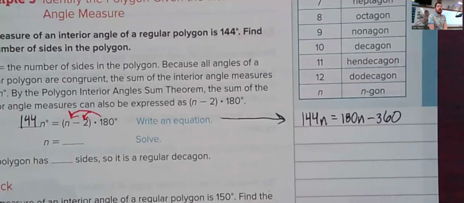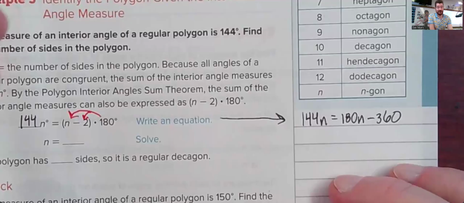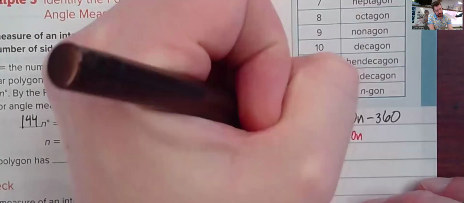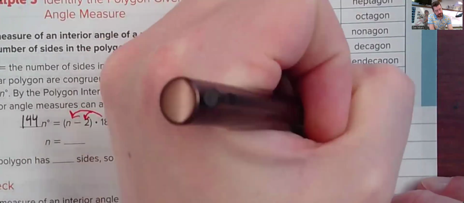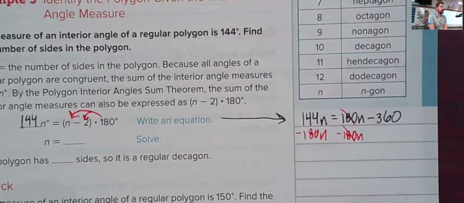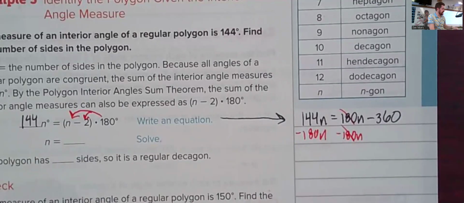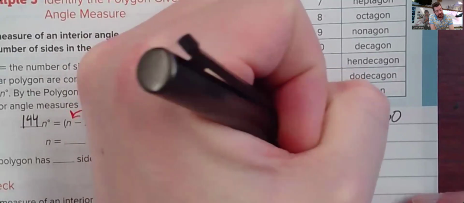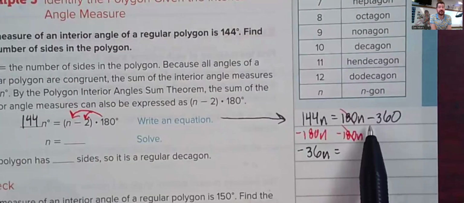Okay. We've got a variable on both sides of the equation. Let's go ahead and move the variable to the same side of the equation, meaning we have to do what? Subtract what? Yeah, subtract the 180n from both sides. Those will cancel. What is 144 minus 180? Negative 36. Okay. So negative 36n equals, that's still a negative 360.